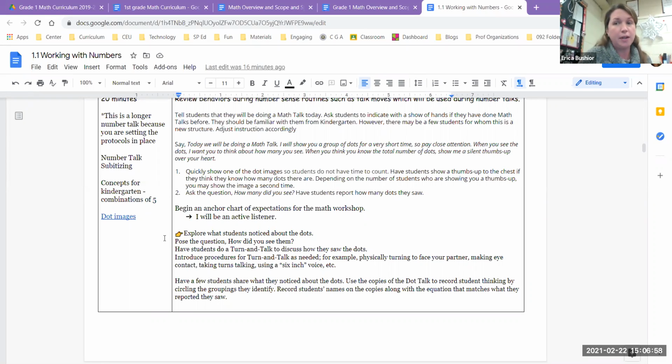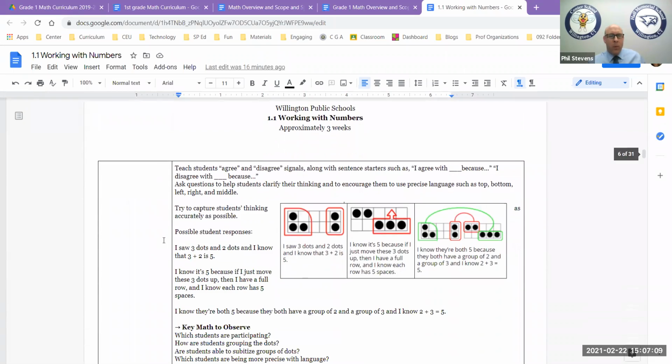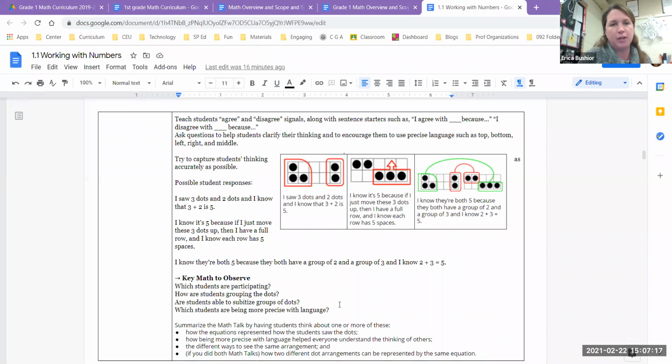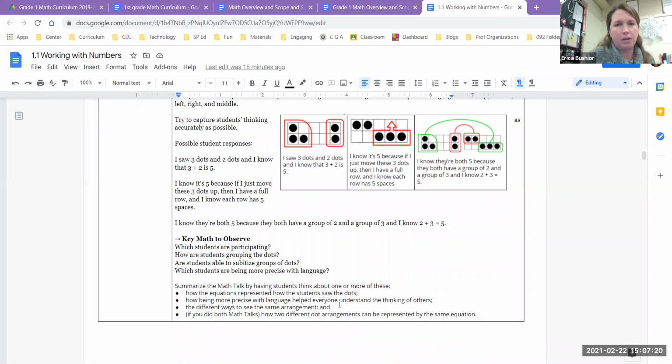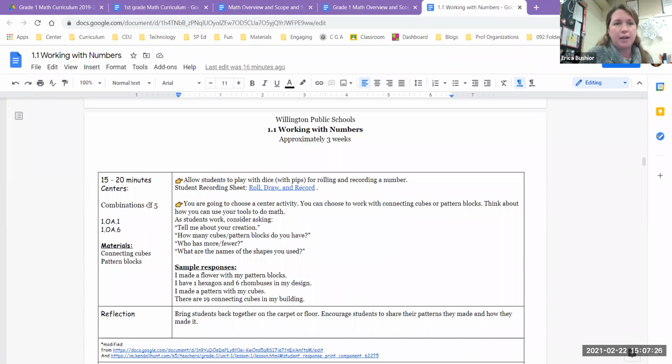Did you want to read through this, or should I just keep going? Keep going. Okay. All right. So this is just all information. Most veteran teachers have done number talks and don't need this reminder. This wording is really for anyone new coming into the grade level, but it's also a good reminder. Then we build into the centers.